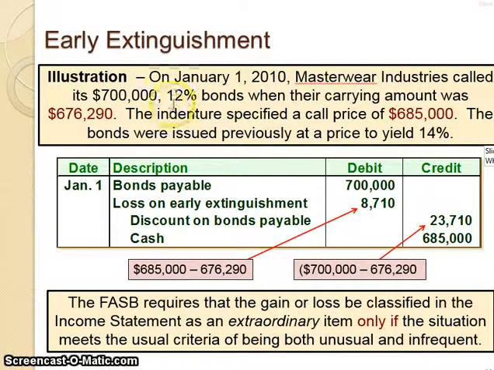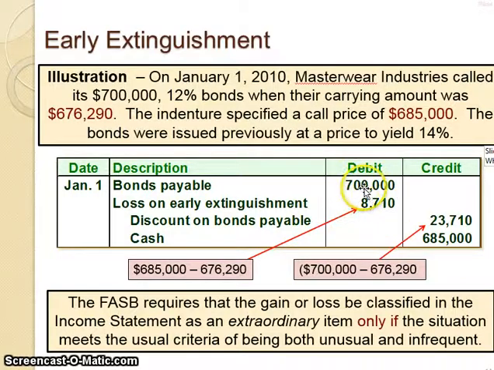And it is nice that they're consistent, because it's easier to follow through these examples if you're dealing with the same numbers. But you've got 12% bonds. Their carrying value, that means their book value right now, is $676,290. We specify a call price in the indenture of $685,000. All right. So what we've got here is a difference of $87.10, I guess, right?